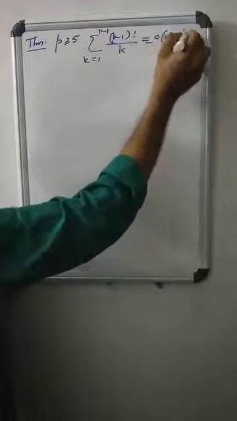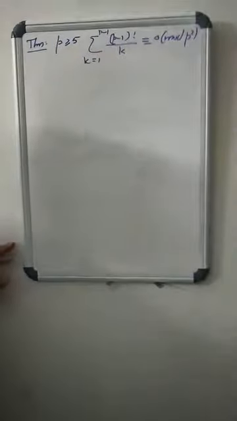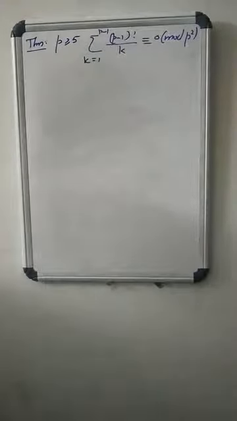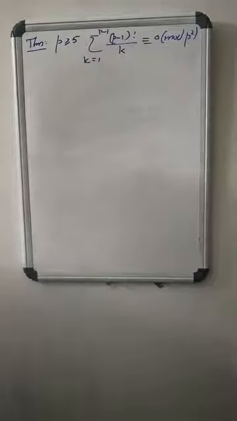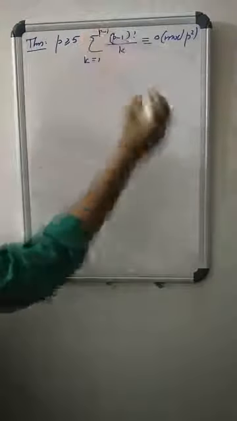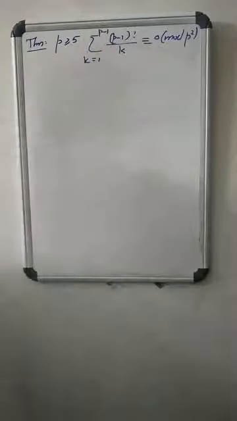So this is the well-known theorem. This theorem is known as Wolstenholme's theorem. That is, for any prime p greater than or equal to 5, the sum of (p minus 1) factorial by k, for k ranging from 1 to p minus 1, is congruent to 0 mod p square.